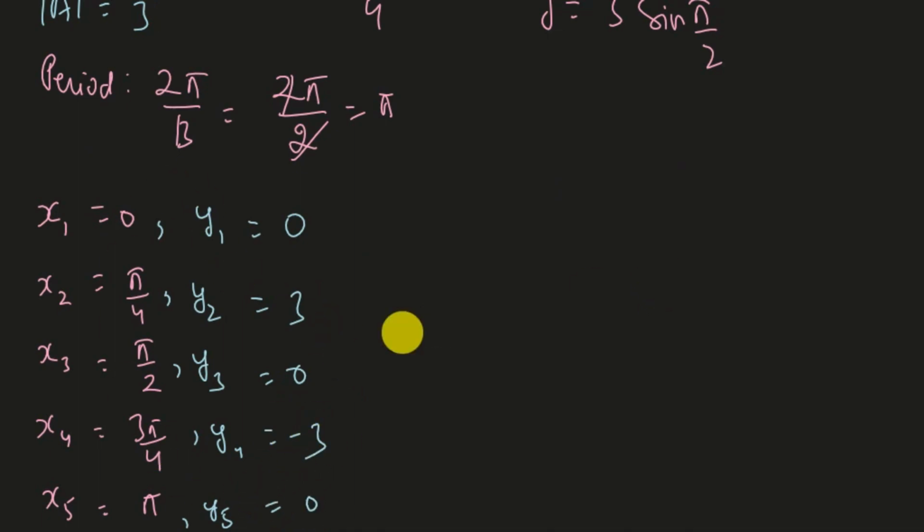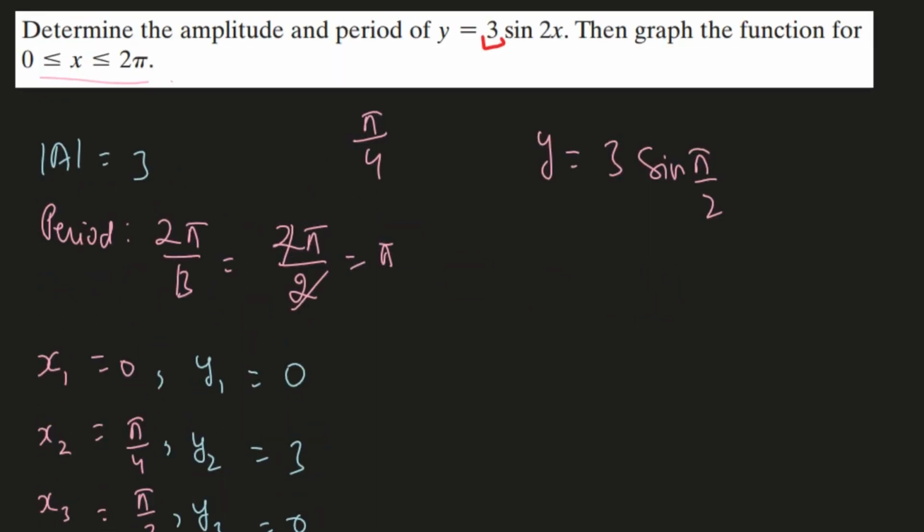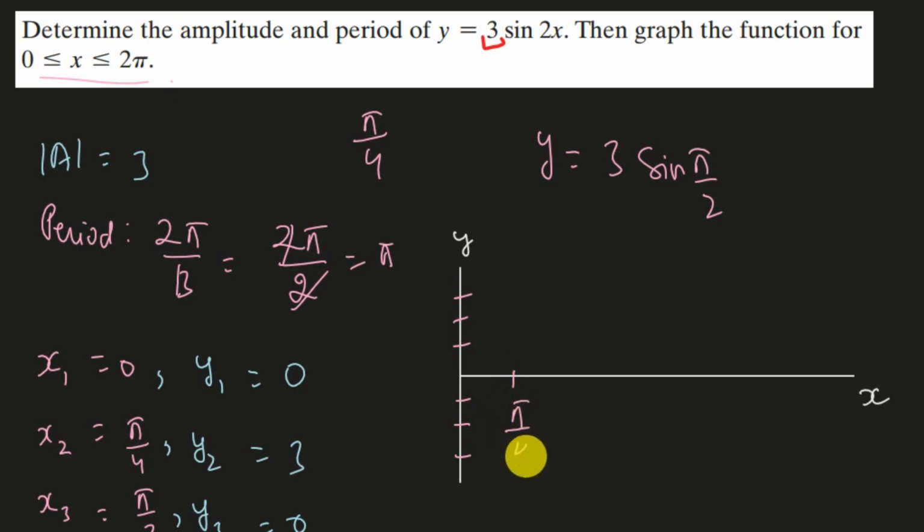Now if you plot all these points on the graph paper, so this is the y-axis, right, and this is the x-axis. Now here this is 1, 2, 3, then 1, 2, 3, and here this is pi by 4, this is 0 here, then pi by 2, then 3 pi by 4, and finally pi, right?